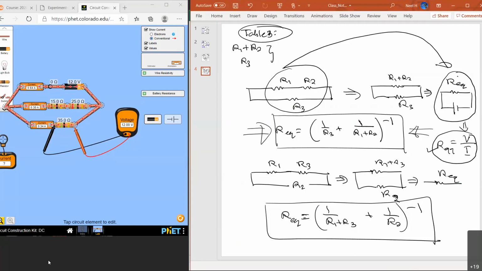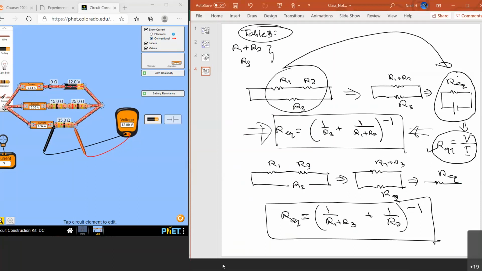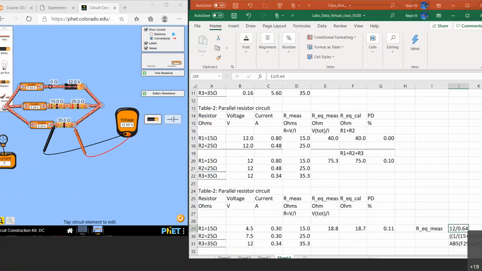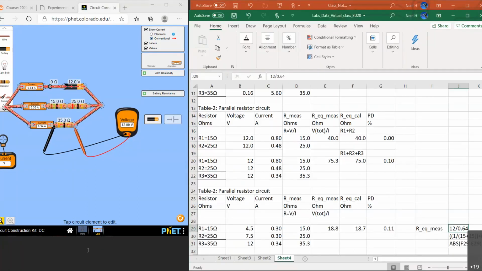Good, any question? Okay, good. What is your question about table 2?